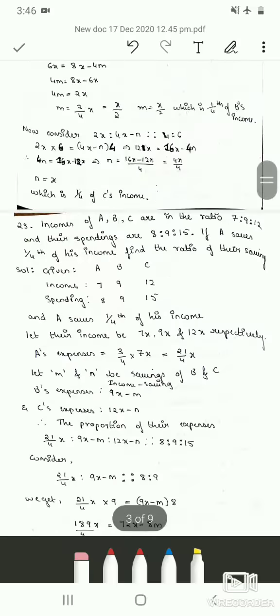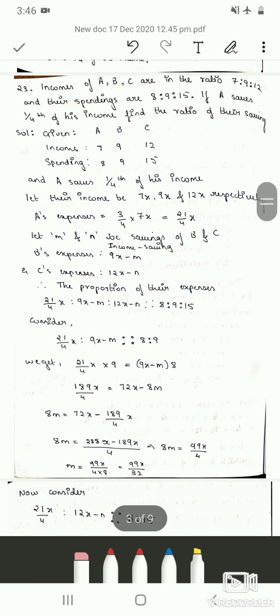So let us see the next problem. The question is, incomes of A, B, C are in the ratio 7:9:12 and their spendings are 8:9:15. If A saves 1/4 of his income, find the ratio of their savings. So even this is an important problem.